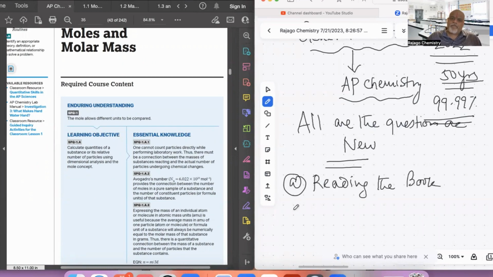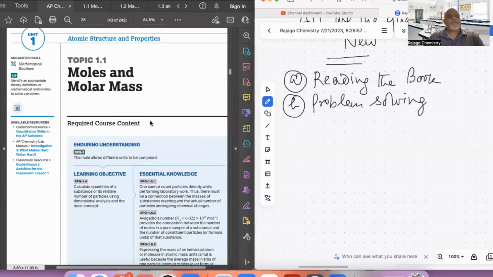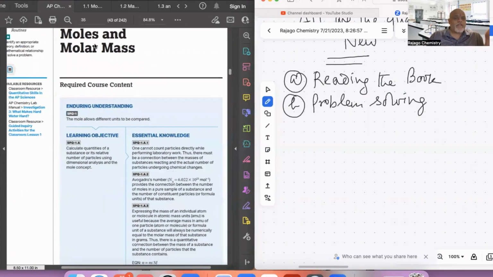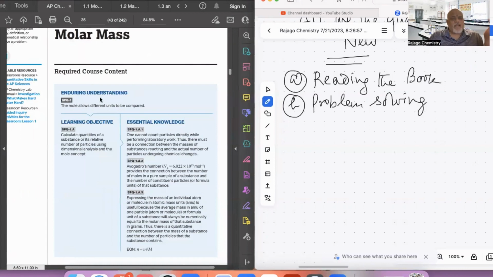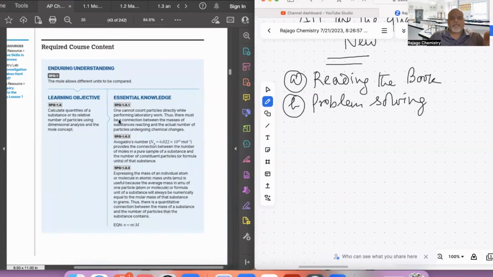The second is problem solving. Problem solving is next to most important. But before that, let's take the first one, a very simple one, 1.1. It tells you the question is about the mole, the concept of moles and molar mass. So it tells you the required course content the students must know. They should know three things. The first thing is the learning objective.